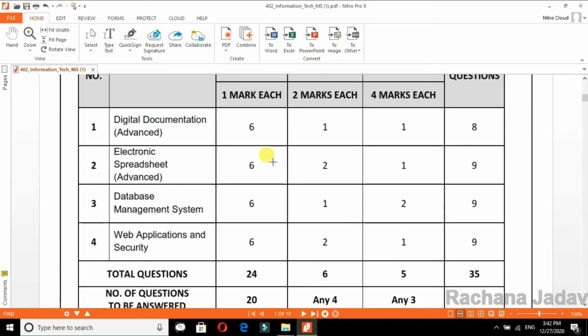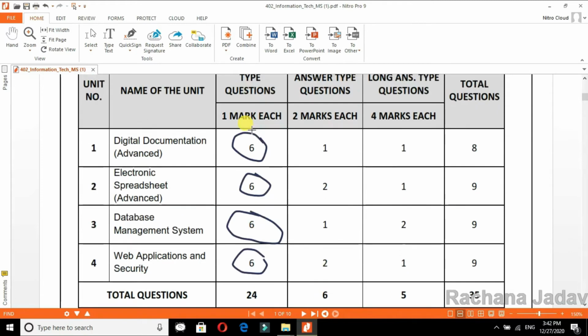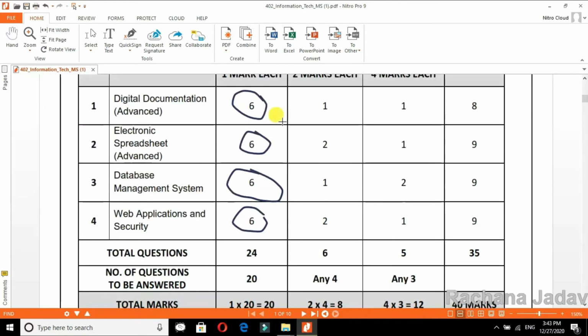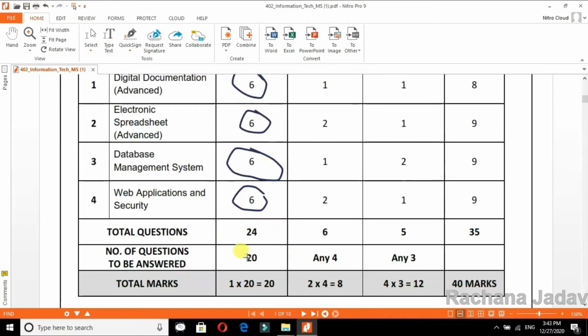First of all, you will see over here every chapter, every skill जो भी हैं आपके, like word ले लो, excel ले लो, database ले लो और web application, in that everywhere you are having 6 questions. आपको सभी में 6 questions हर एक के आएंगे. That is for 1 mark, और वो भी objective type, that is MCQs. Okay, तो यहाँ आपको कितने questions आ रहे हैं? You are getting 24 questions, and out of that only 20 questions you have to attempt.